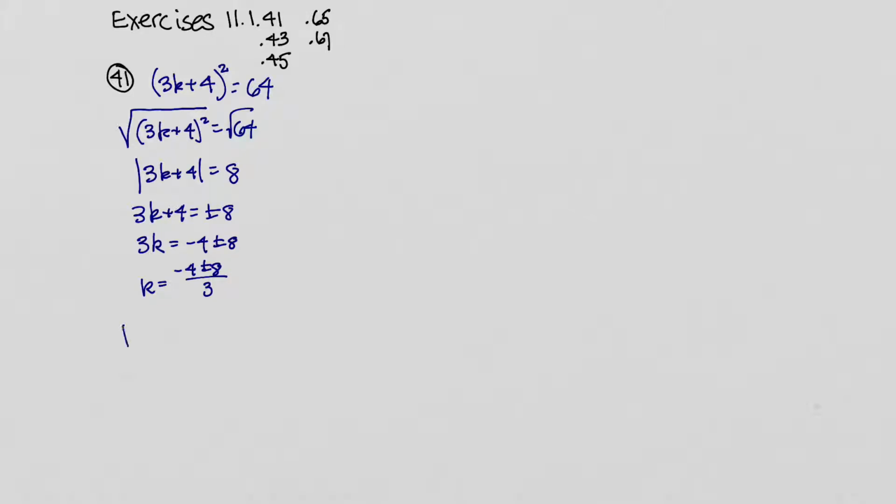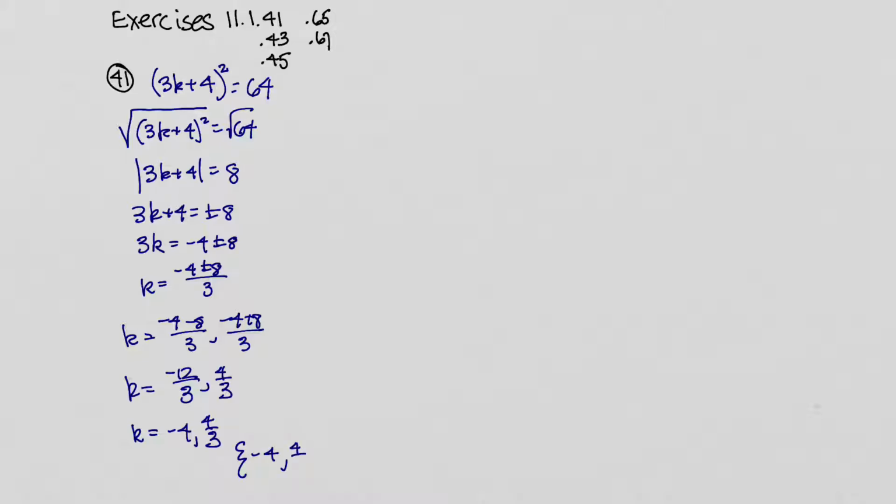And what this really looks like is this. If I stretch it out, I'll get negative 4 minus 8 over 3 and negative 4 plus 8 over 3. So this will give us k is equal to negative 12 over 3, and negative 4 plus 8 is 4 over 3. But negative 12 over 3 I can rewrite as negative 4. And then, of course, we could write this in set notation if we wanted to. So negative 4, let's write that negative 4 so it's readable, and positive 4 over 3. There's our solution.